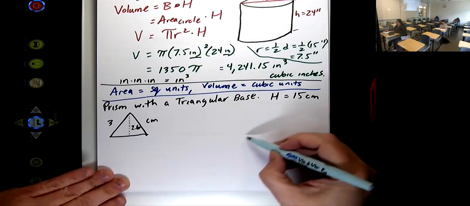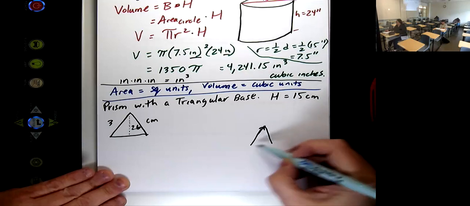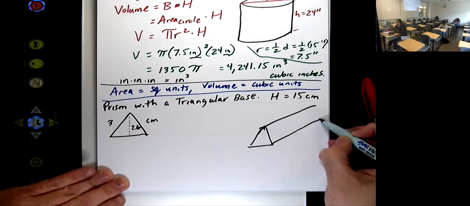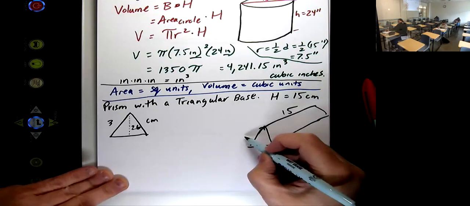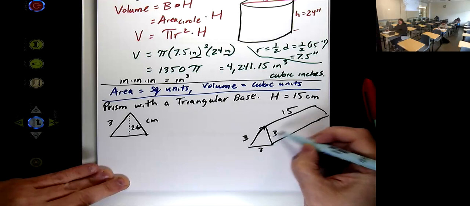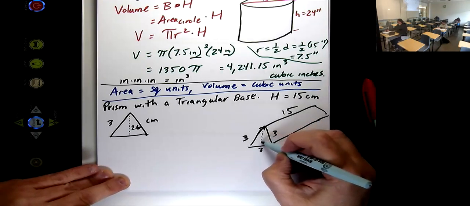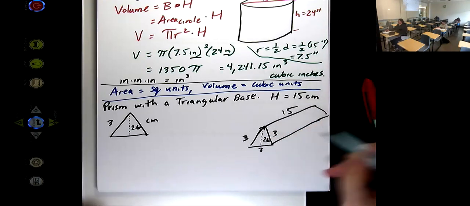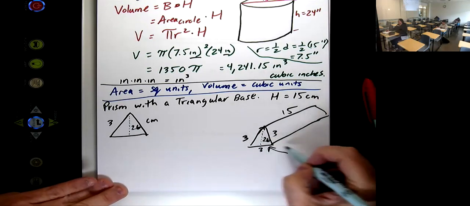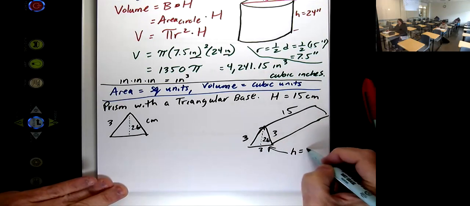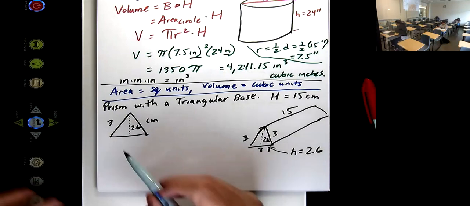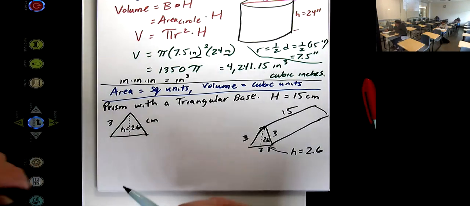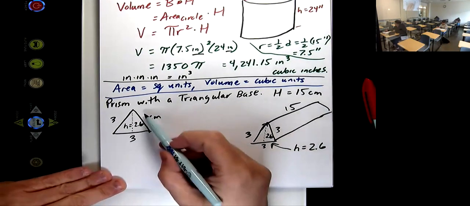So it's kind of like we have this like this. And this is 15 long. Oh, that's what I was gonna ask. And this is 3, 3, and 3. And that's 2.6. So it's gonna be like lowercase h. Yeah, it's a lowercase h. And the base is 3.